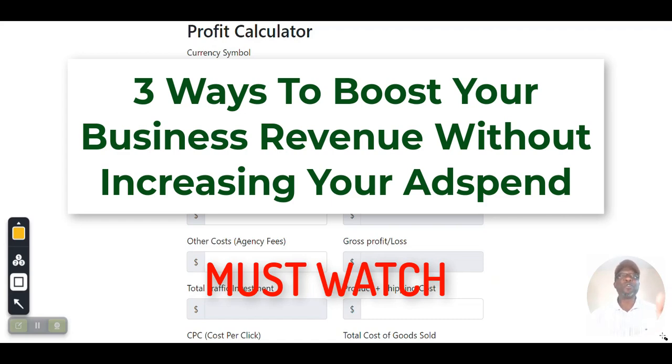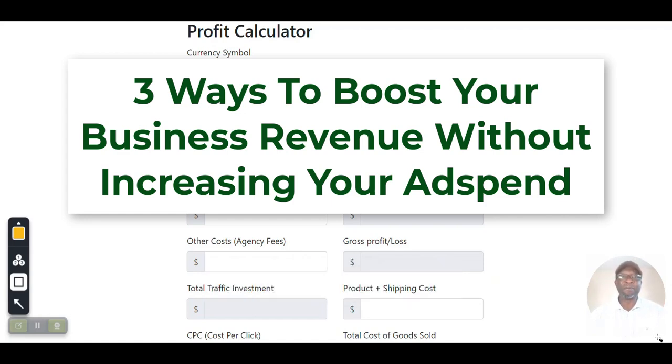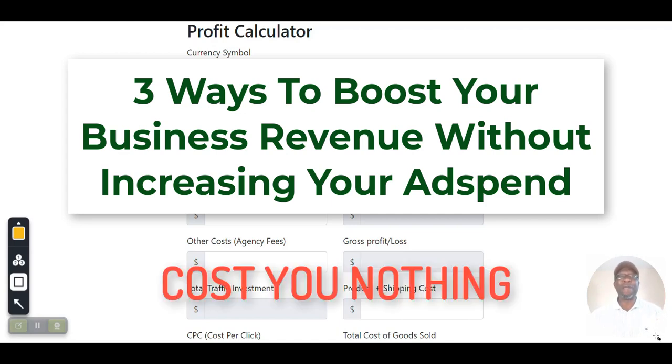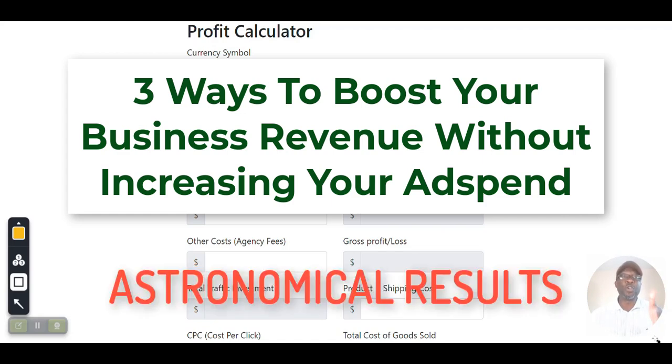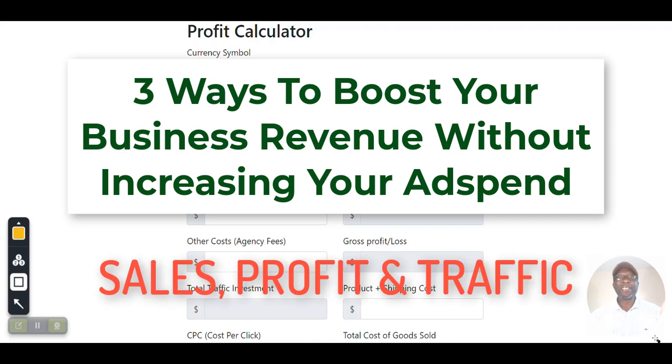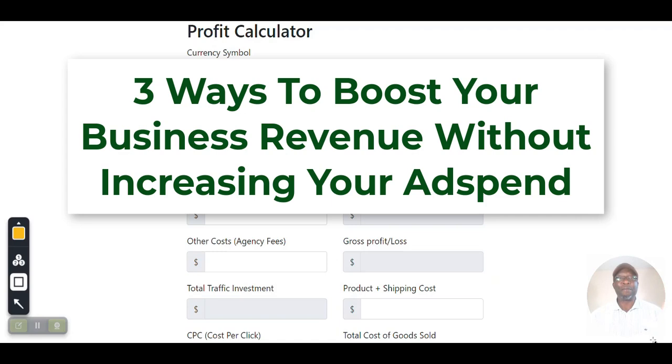And you don't have to spend more money than you are currently spending on advertising. And the good news here is that the method will not also cost you any money to implement, but by implementing this method in your business, you are going to see astronomical and dramatic results in sales, in revenue, in profit, and even in your traffic that you are bringing in.